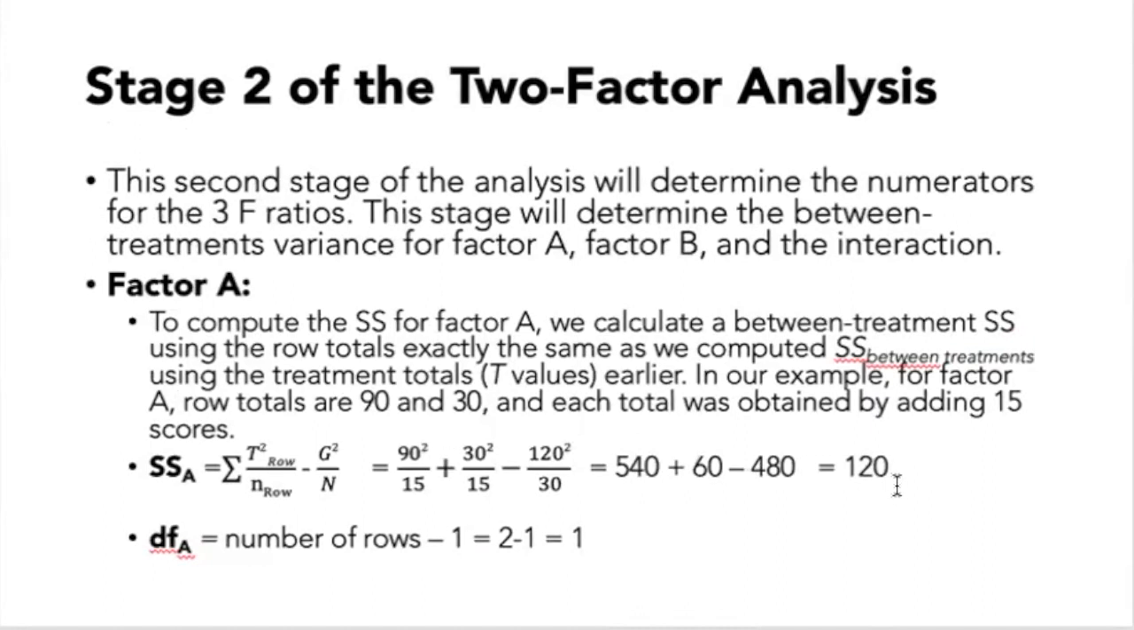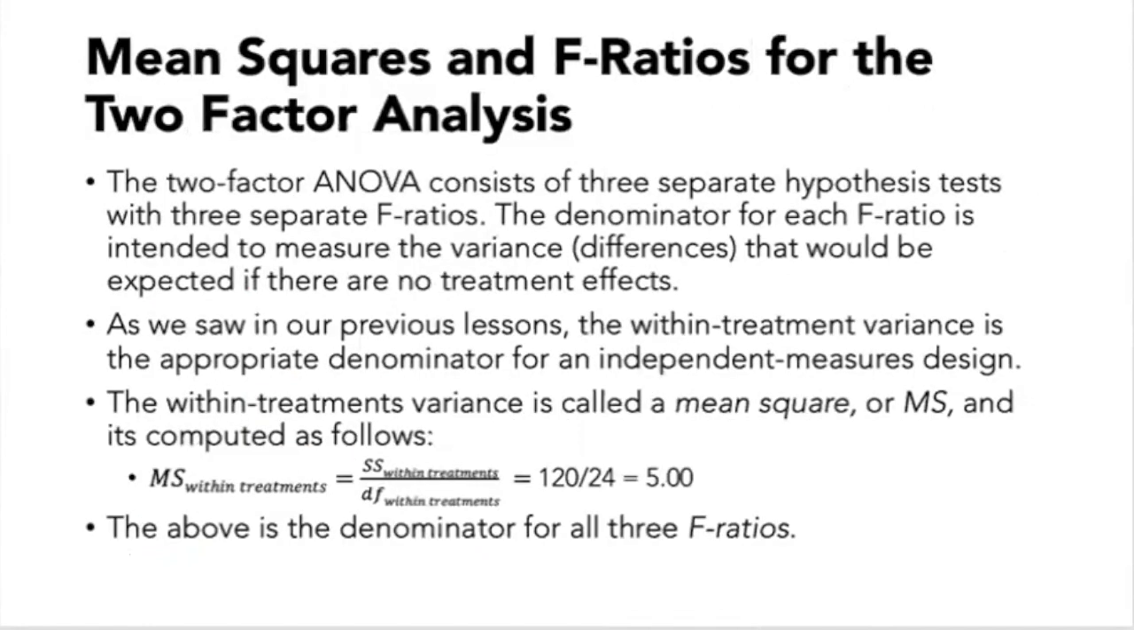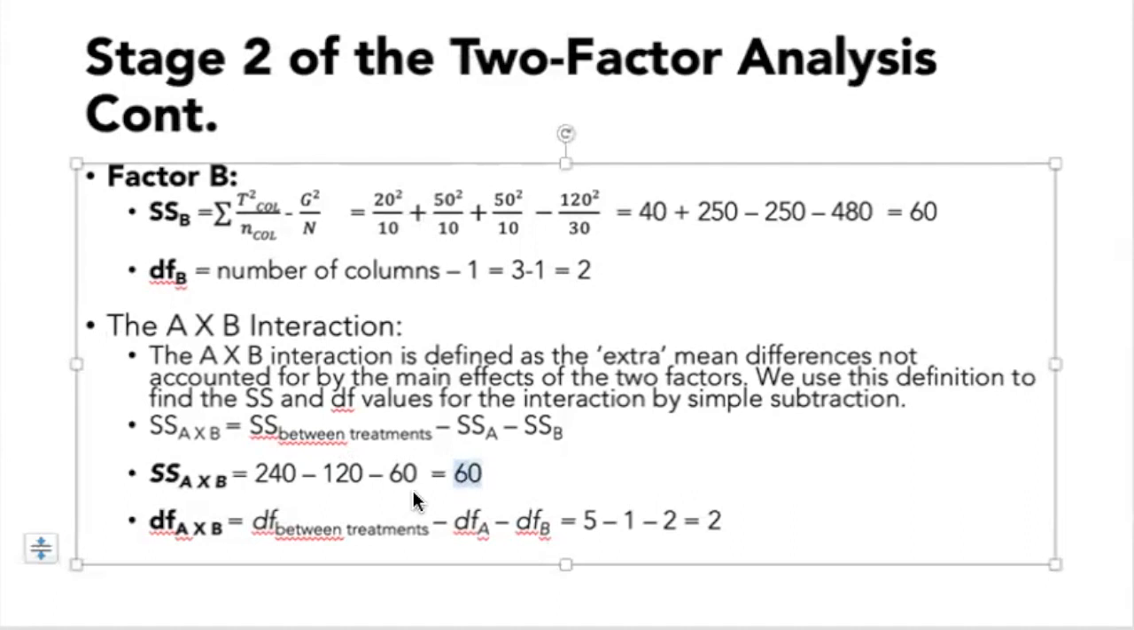Sum of squares for A is 120. Sum of squares for B is 60. So 240 minus, that's the SS between treatments. Sum of squares A, that is 120. So 240 minus 120 minus 60, the answer is going to be 60.